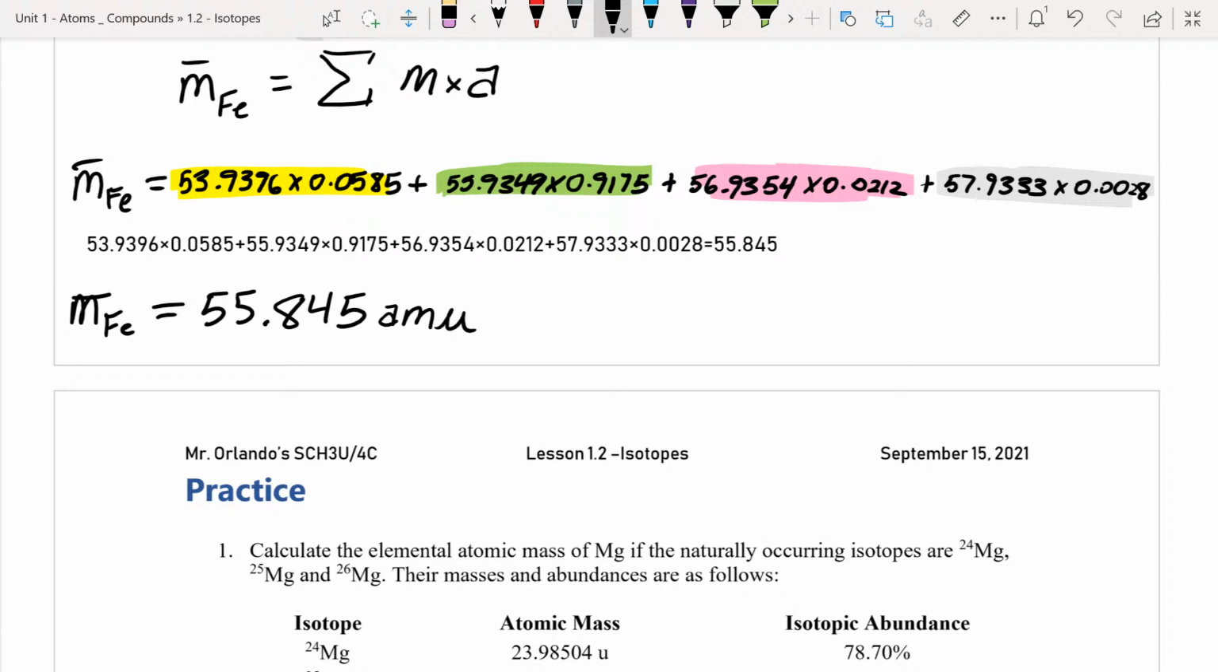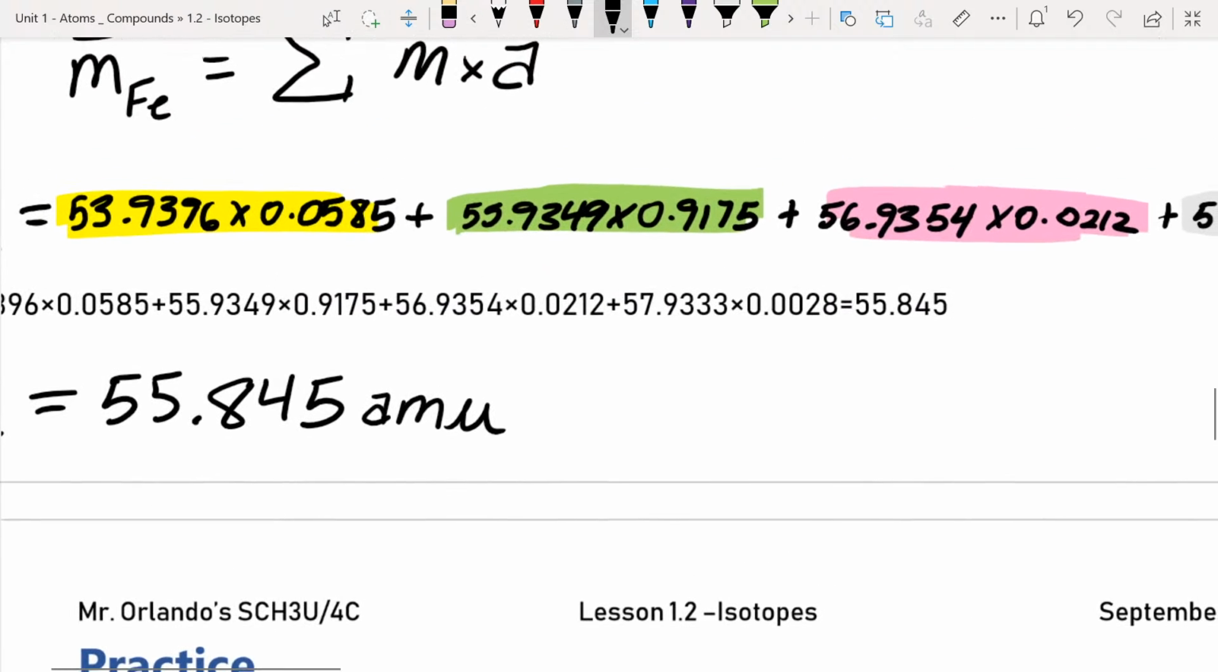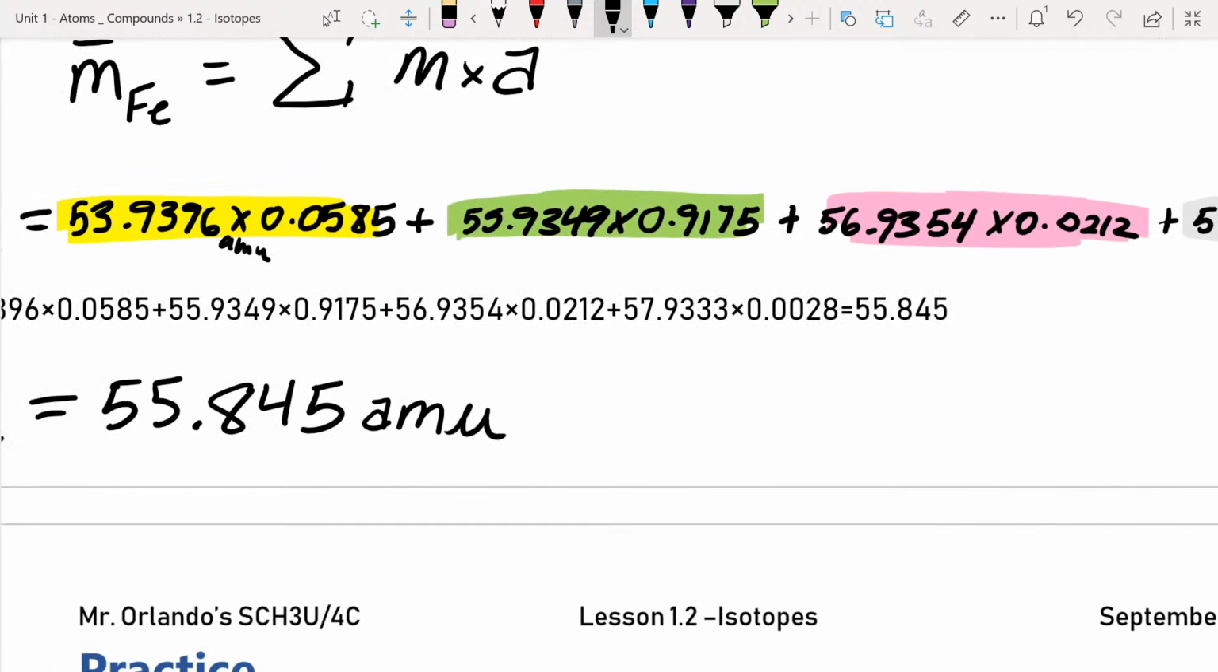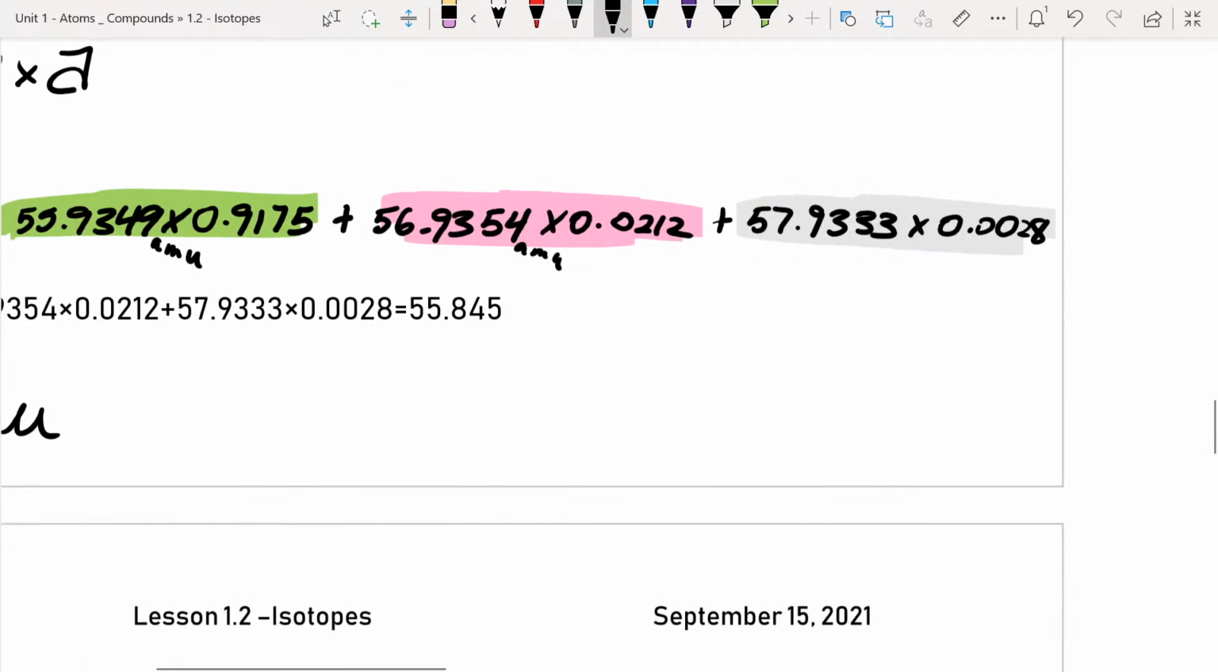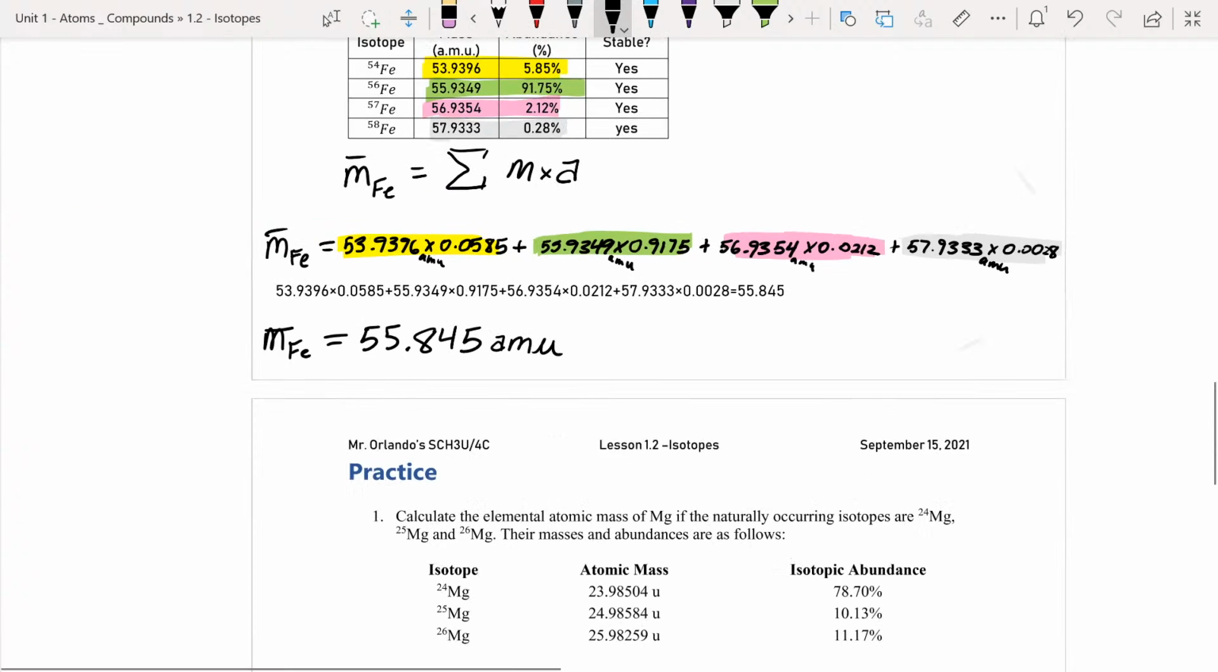AMU. I should have put AMU on every mass in here. In fact, I'm going to just try, and tell me I didn't. You put it under it. I know, it's not great.